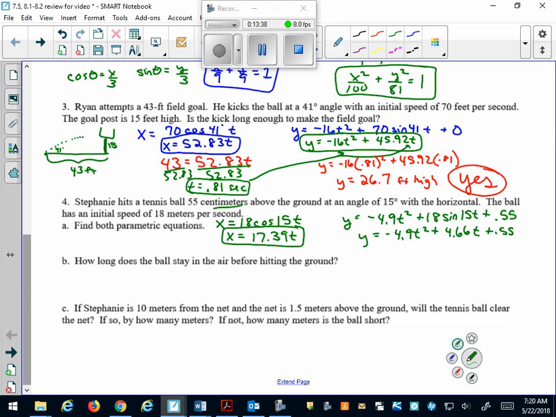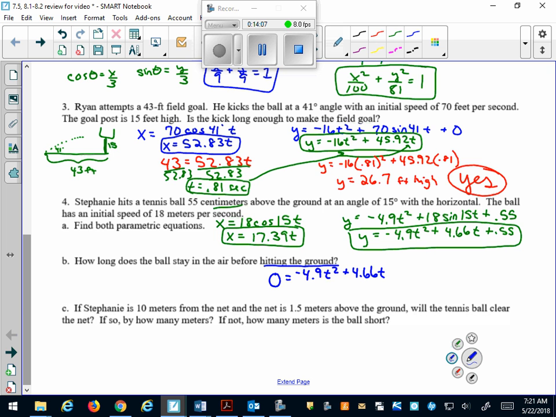All right, so those are the two parametric equations. The question is, how long does the ball stay in the air before hitting the ground? So we want to know how long the ball's in the air. So that's t. We're solving for t before it hits the ground. So that's the vertical distance. That's our y. It comes back down to the ground. So we're going to set y equal to 0 in this equation.